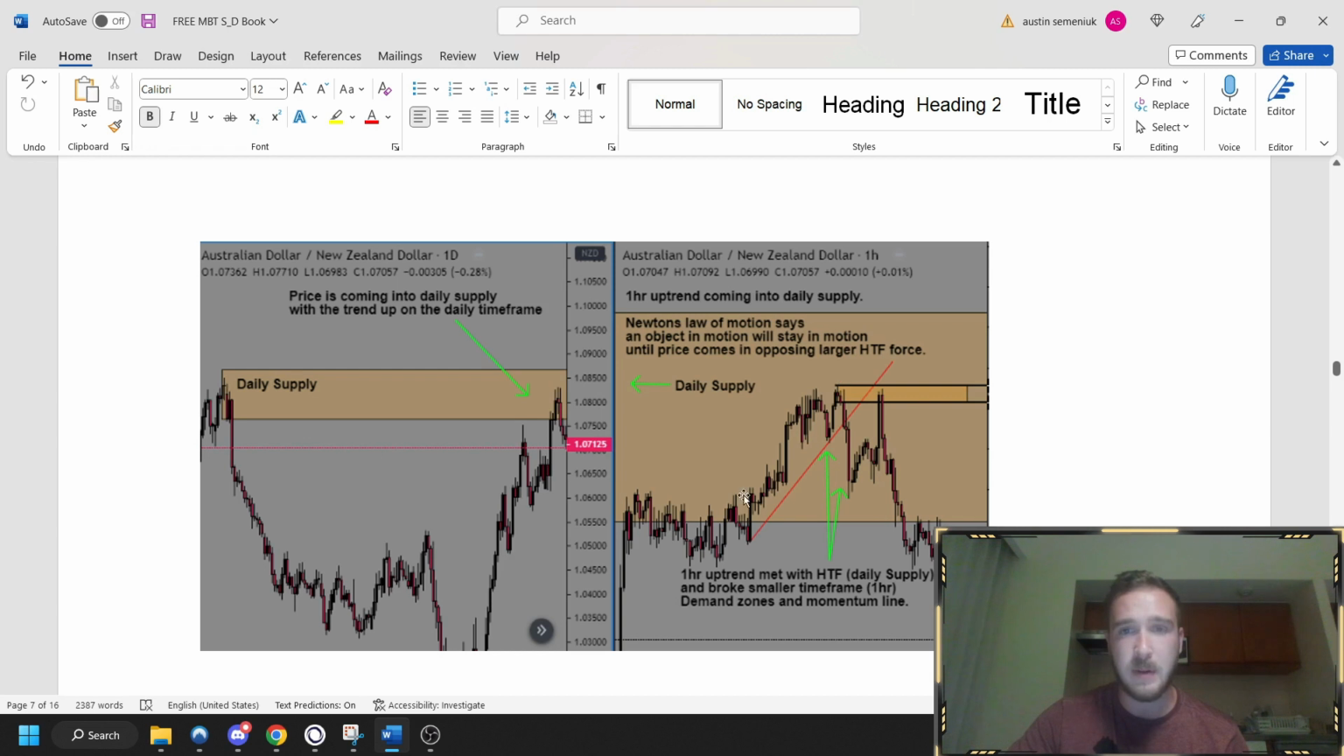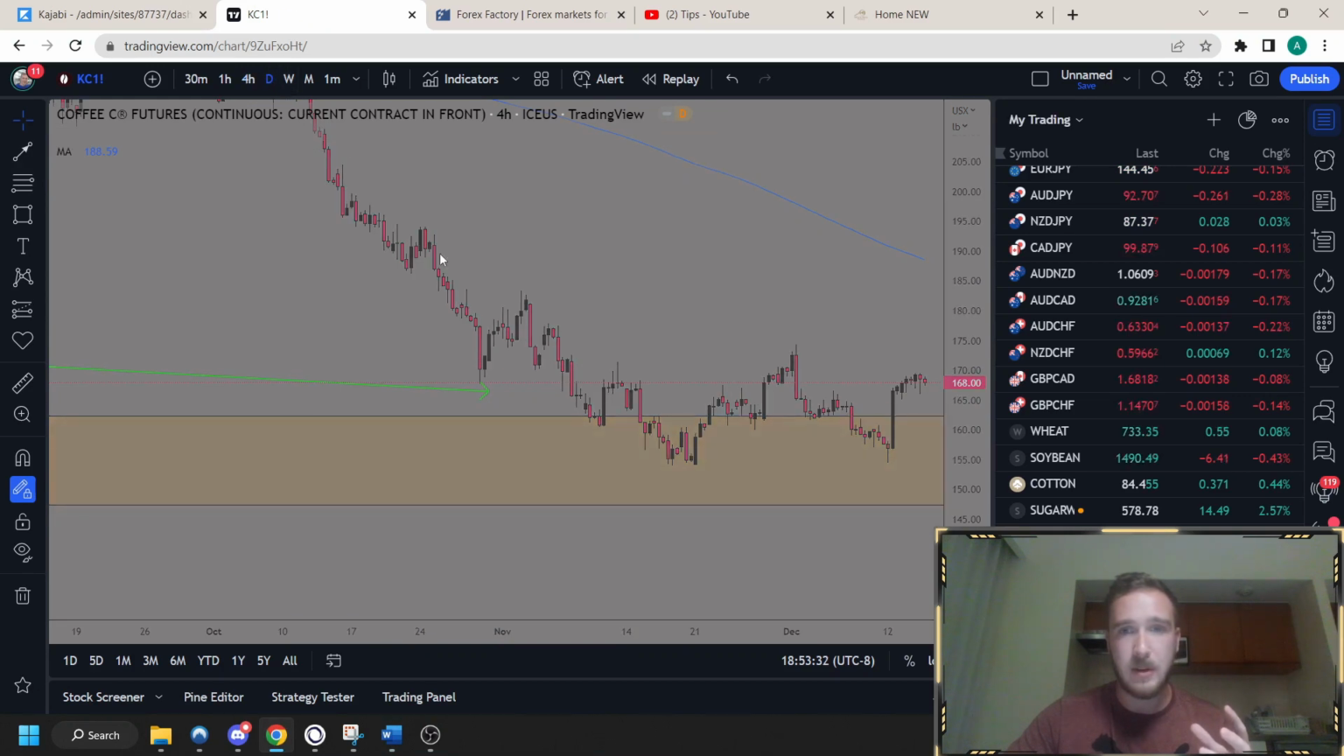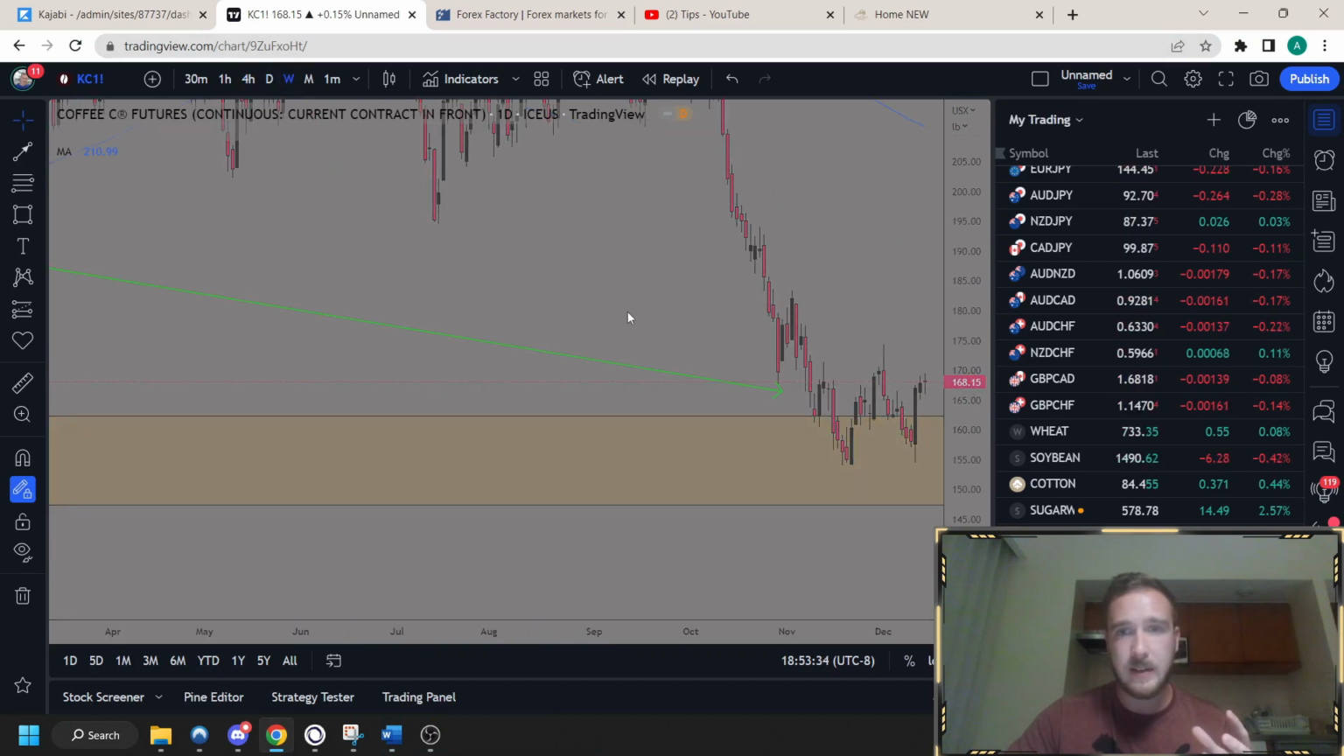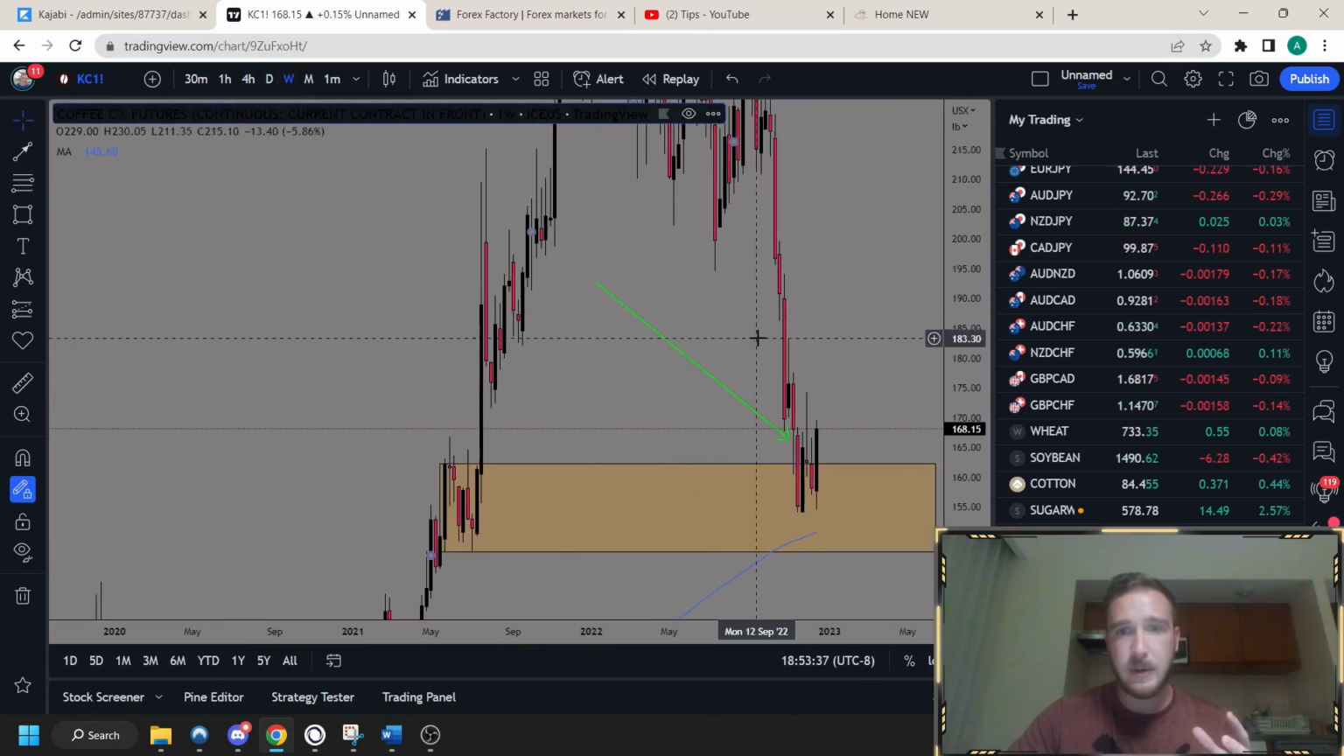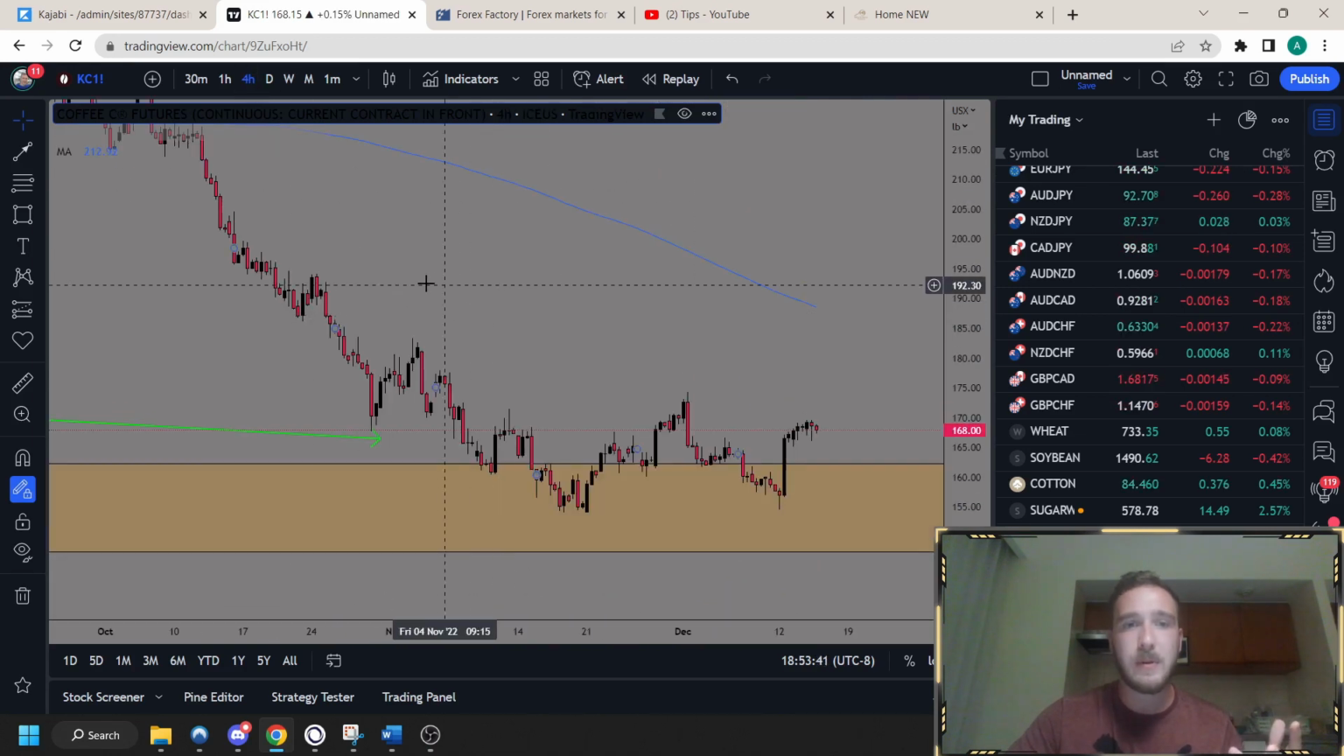Price comes back up into supply. We go down to the 1-hour time frame, right? If prices are going into our higher time frame supply zone, the trend is going to be in an uptrend. We talked about it's different time frames, right? If you have price inside a 4-hour demand zone, we talked about this example on coffee. We go to that weekly. Price going down into weekly demand, right? Weekly demand. Prices are going to be in a 4-hour downtrend, right?